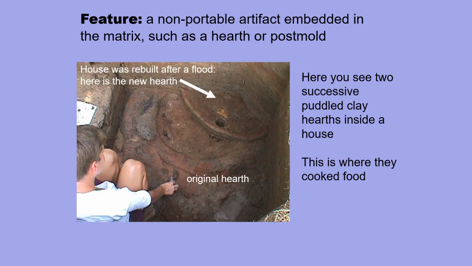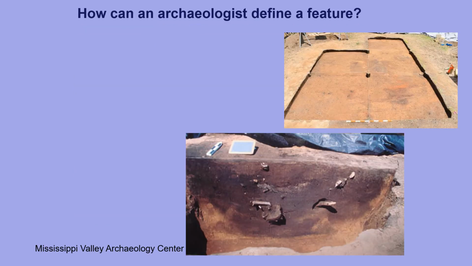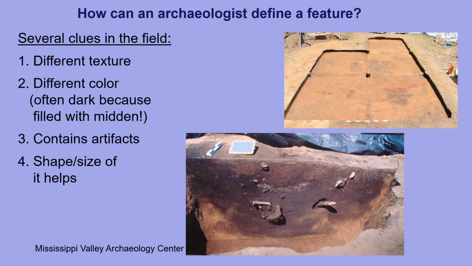The house was rebuilt after a flood, and here is the new hearth stratigraphically above the old hearth. So how can an archaeologist define a feature? Well, there are several clues in the field. The dirt inside the feature is likely to have a different texture. It's also going to have a different color, and it's often dark because it's filled with midden. It will contain artifacts, one hopes, and the shape and size of it might help you figure out what kind of feature it is.